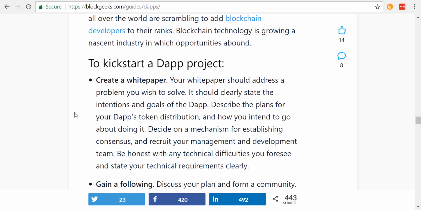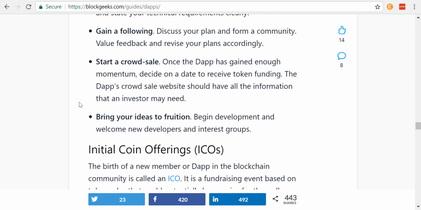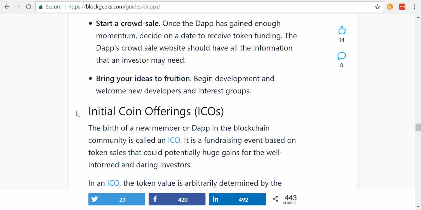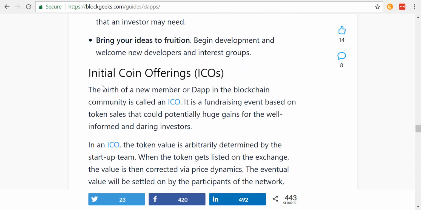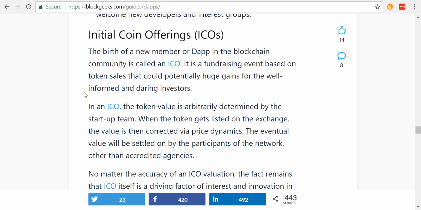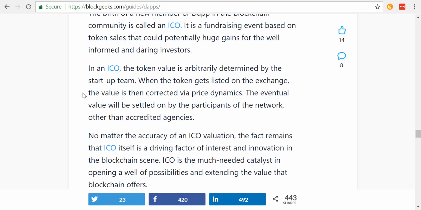To kickstart a Dapp project, you're told to create a white paper, gain a following, start a crowd sale, and bring your ideas to fruition, and basically it leads into starting an ICO. The birth of a new member or Dapp in the blockchain community is called an ICO. It is a fundraising event based on token sales that could potentially create huge gains for well-informed and daring investors. The keyword here is daring.